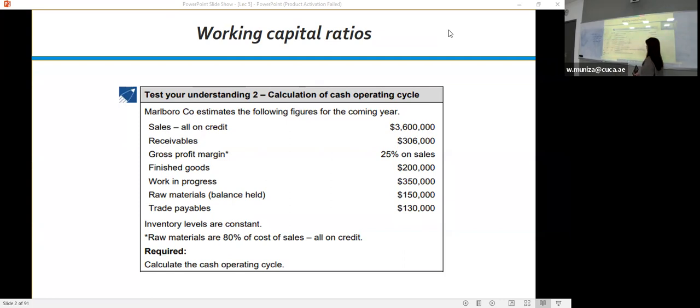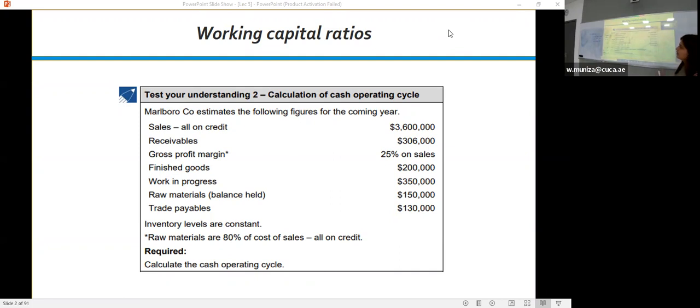Under cost of sales, we know that we have raw materials, and they say that raw materials are 80% of cost of sales, which are all on credit. So 80% of this cost of sales is raw materials. How much is this? 2,700,000 multiplied by 0.8. So raw materials are 2,160,000. It means that out of this 2,700,000, we are also incurring some other expenses. So 2,700,000 minus 2,160,000, the remaining 540,000, is for other expenses. Together they make up the cost of sales. Got it? So this is what they were requiring us to do.